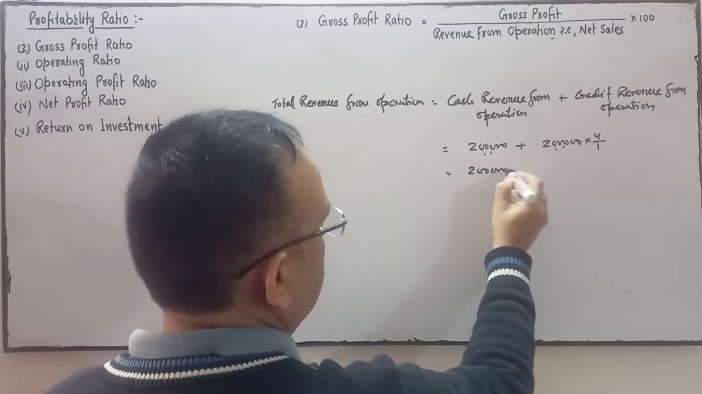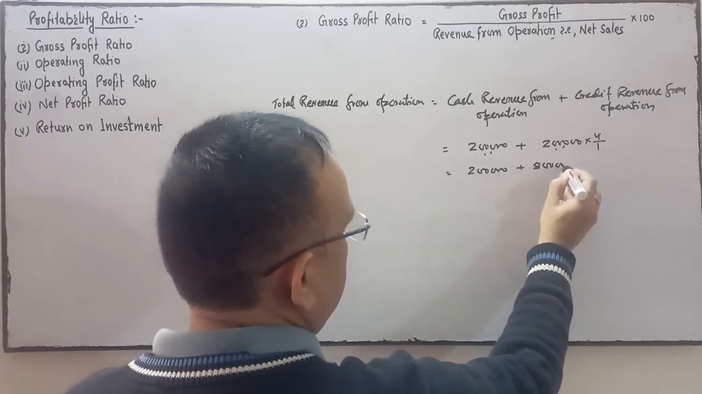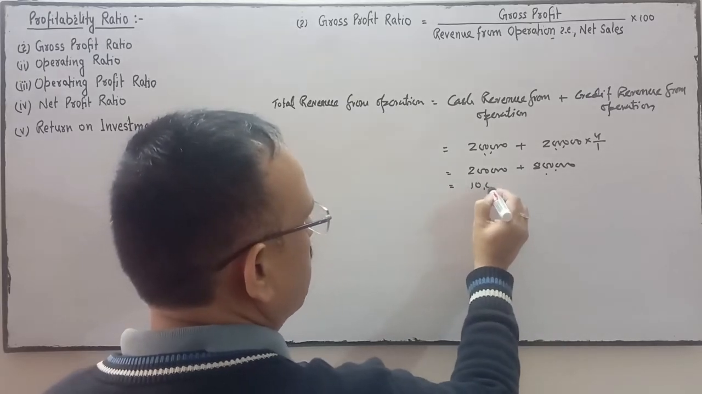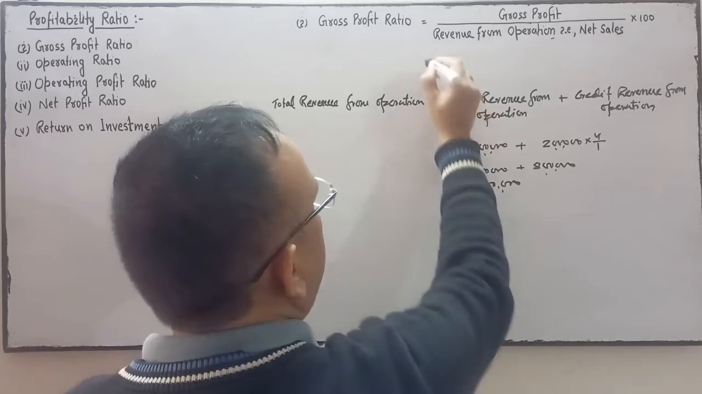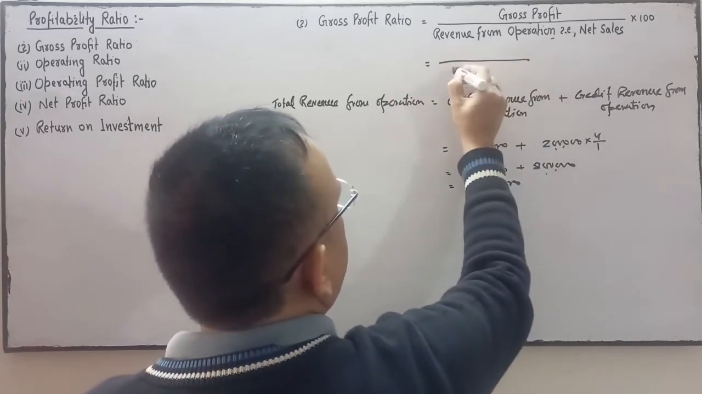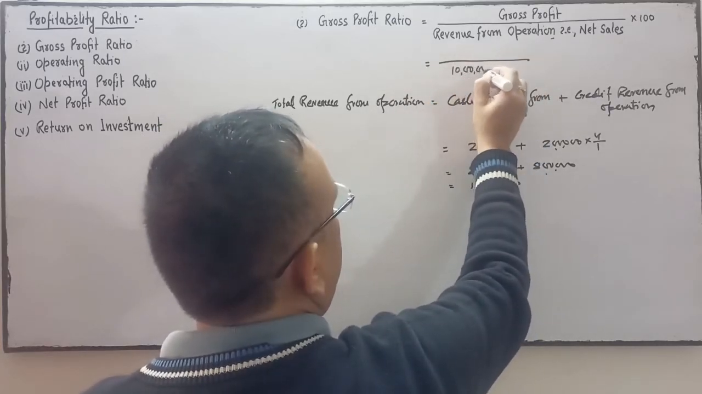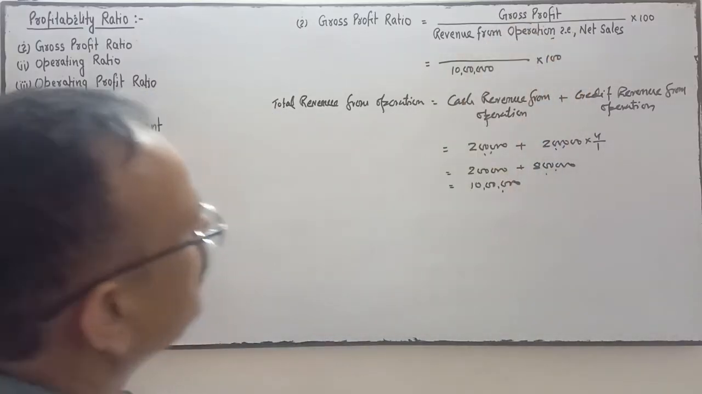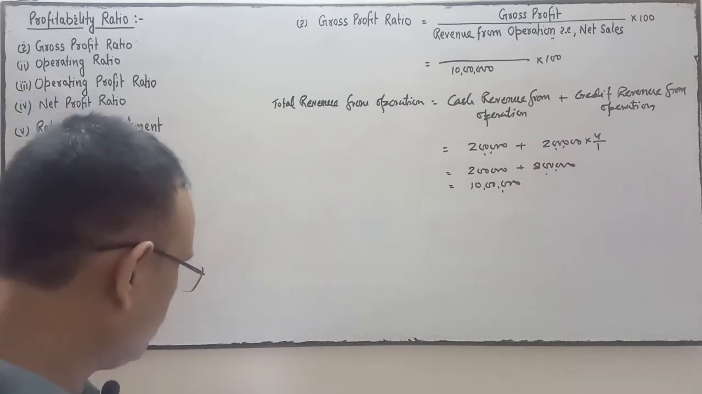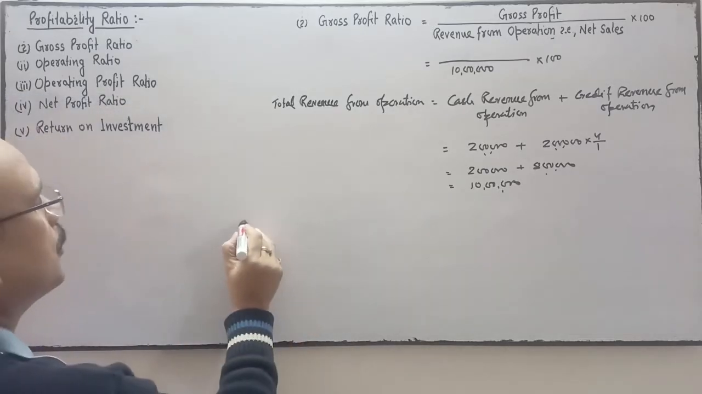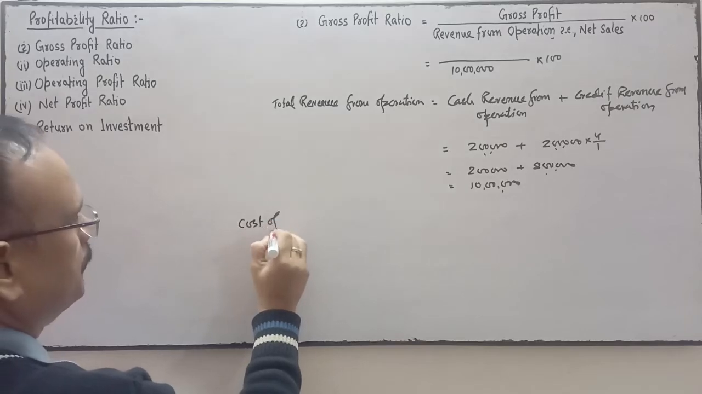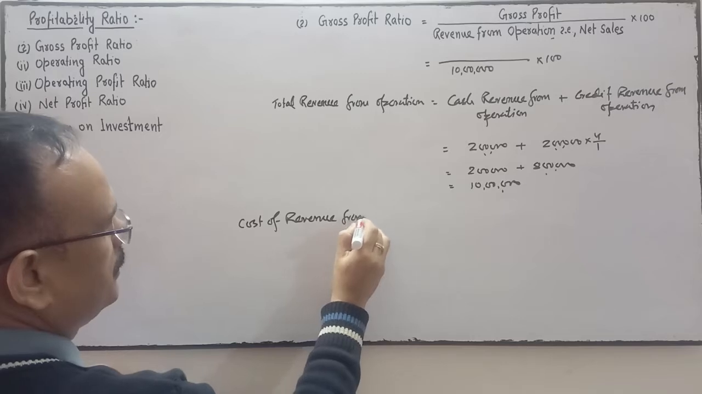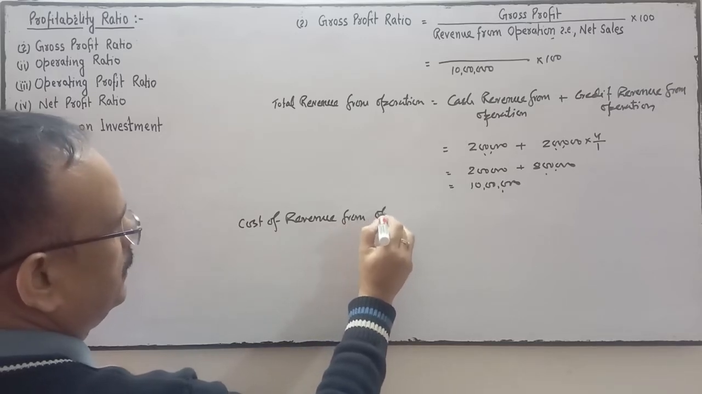So cash revenue is 2 lakhs, then credit is 8 lakhs. It is 1:4. It means revenue from operation is 10 lakhs. So revenue from operation we have found out, it is 10 lakhs. Now next we have to find out the gross profit ratio. For gross profit ratio we will calculate the cost of revenue from operation first.